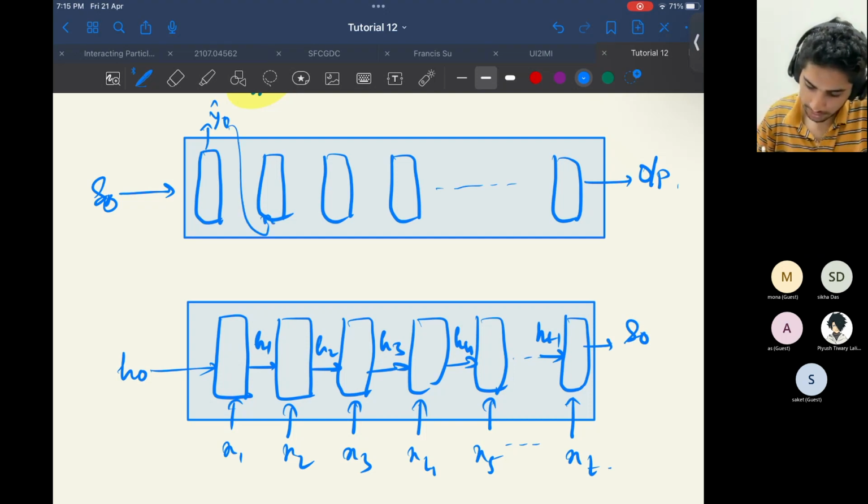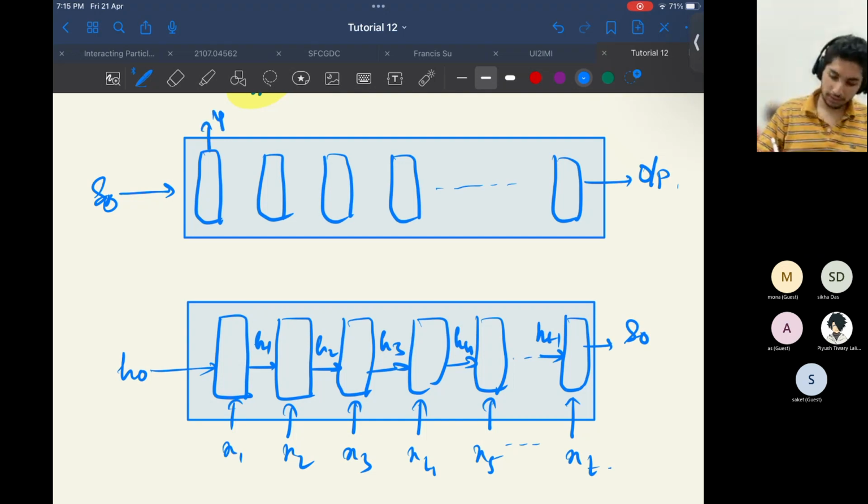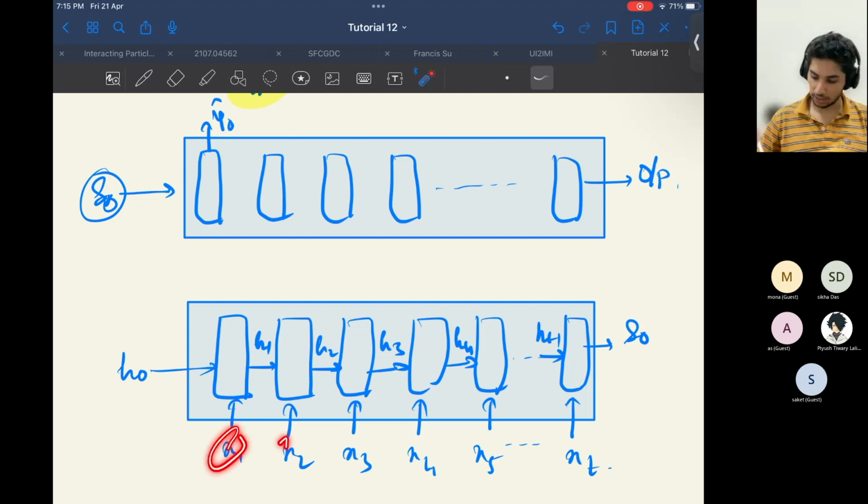That Y naught hat is again given as input, and some S1 is given here as input, and you move forward similarly. However, what attention proposes is the following. It says that since the first output here, Y naught hat, need not depend on this entire summary S naught, it is possible that I might require only a summary of, let's say, X1, X2, and X3 to generate Y naught hat.